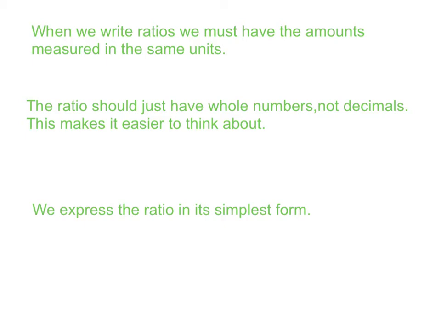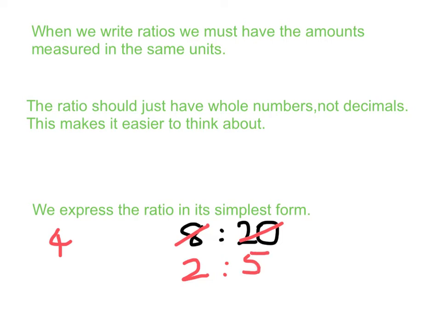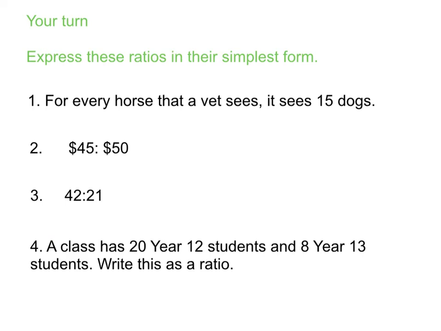Right, here are just some wee notes. Okay, so again, the ratio needs to have whole numbers, not decimals. And we express the ratio in its simplest form. So another example of that, suppose we had 8 parts of something to 20 parts of something else. We can see that in here there's a common factor of 4. So we would divide both sides by 4, we'd get 2 to 5. Right, now finally some examples for you to try. So pause the video and have a go at these now in your book.